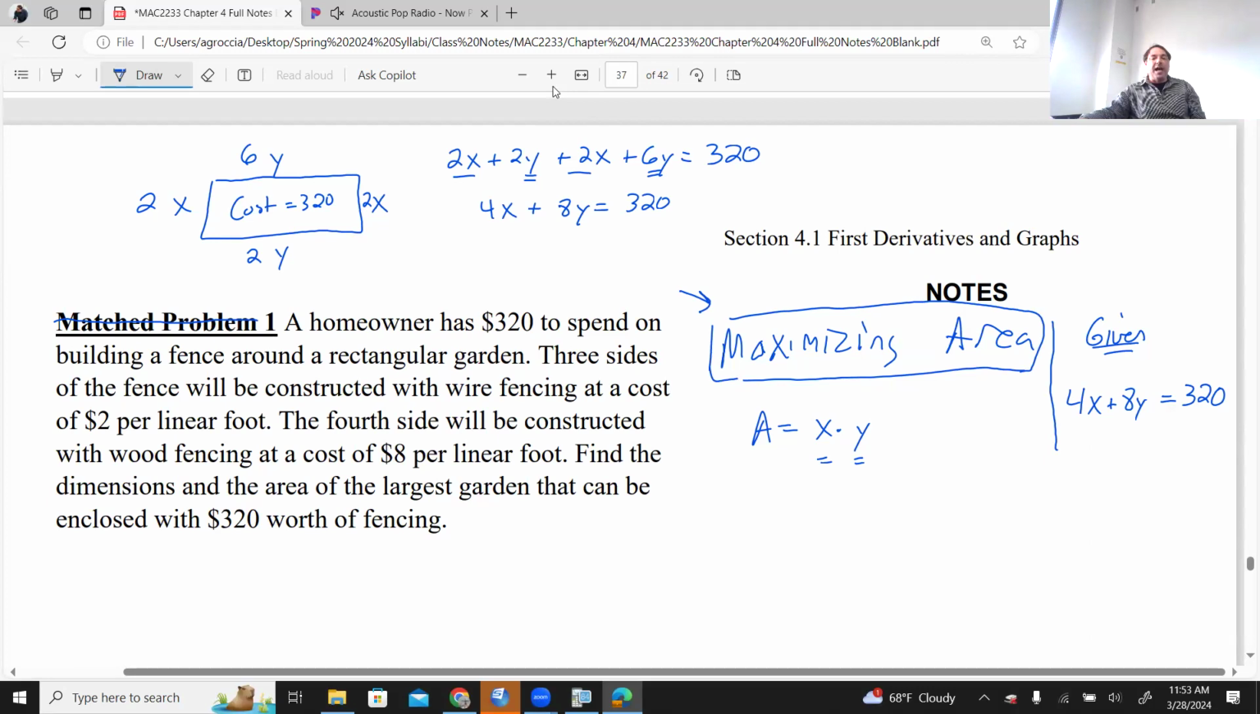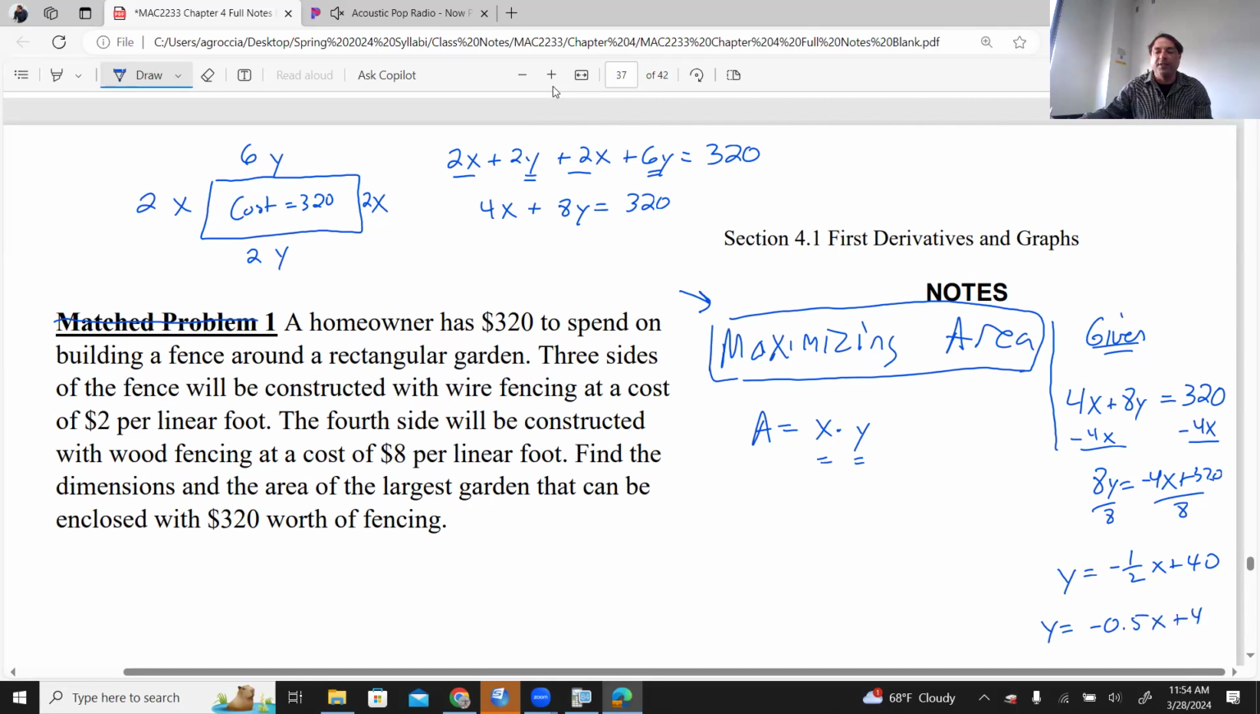So what I'm going to do is I'm going to solve for y. You can solve for x or y. Both work, no problem. But I'm going to subtract 4x. 8y equals negative 4x plus 320. Divide by 8, y equals negative a half x plus 40. If you prefer decimals, negative 0.5x plus 40 is y.